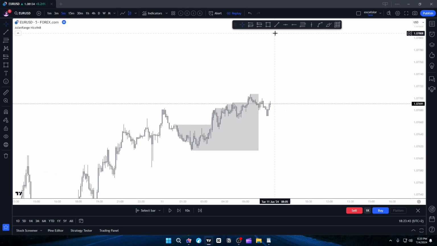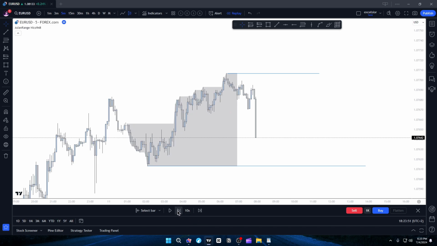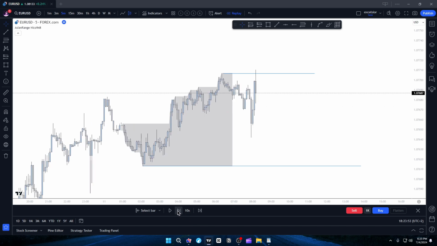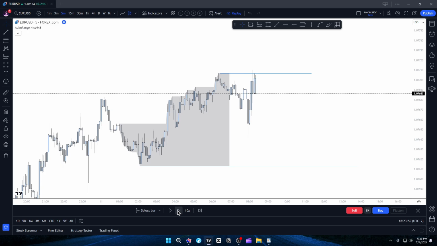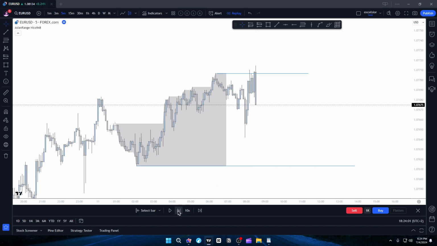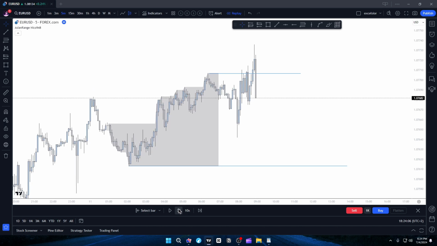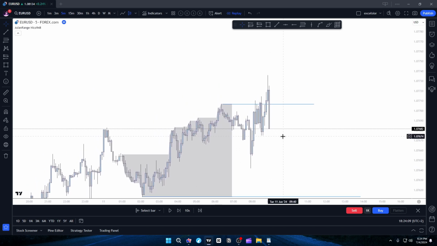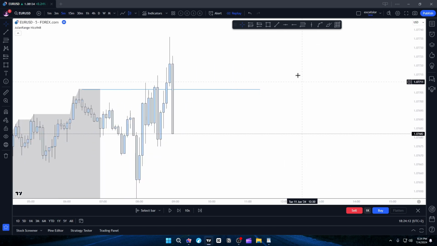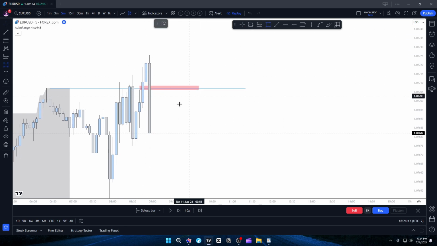Okay, another example. So let's mark the Asian low and high. And let's see now what it does. Let's see. Do we have an inverse fair value gap? We don't. Okay. We still do not have an inverse fair value gap on the 5 minute. Okay. Now we have 2. So the first one is here. And the second tiny one is right here.